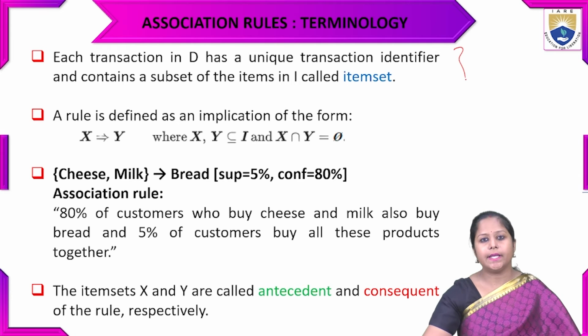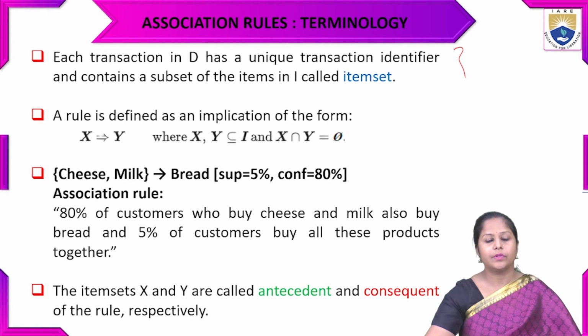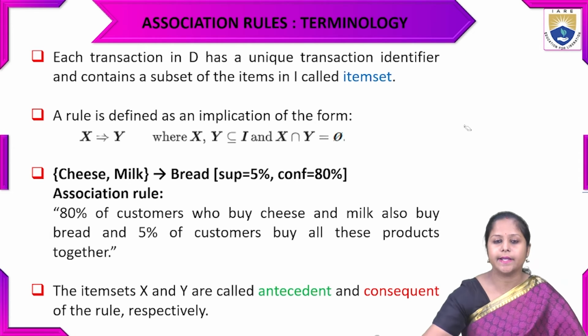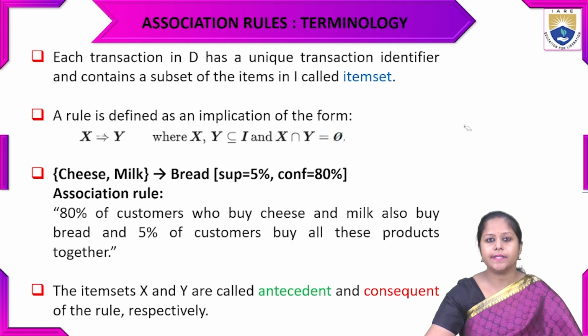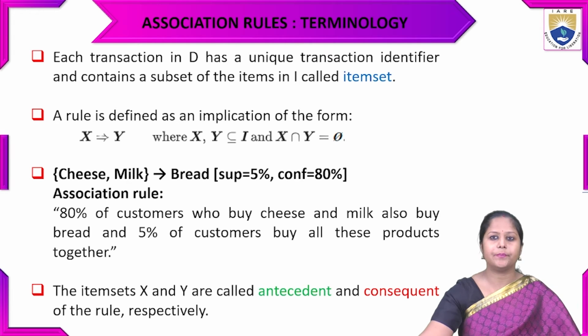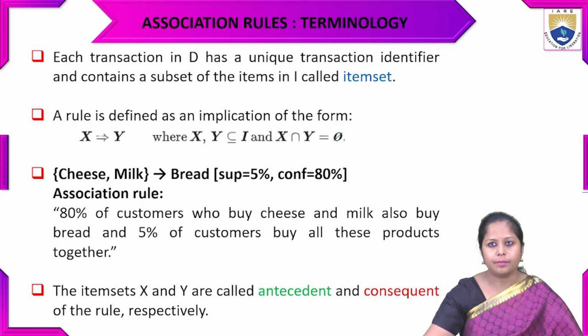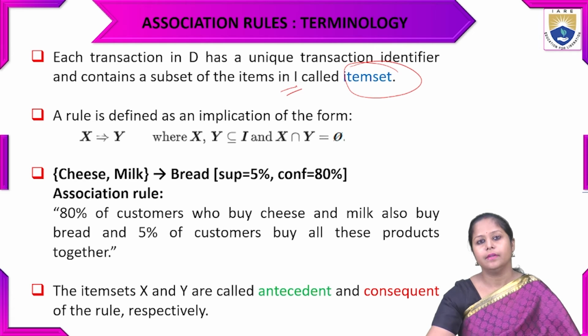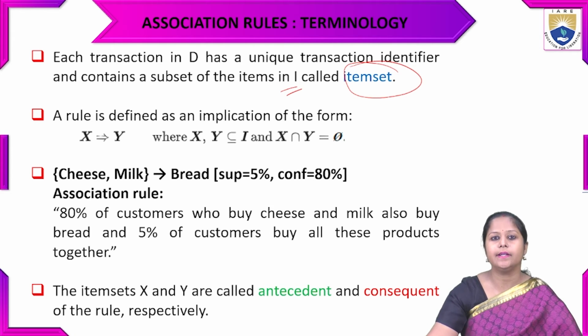Each transaction in the data set D has a unique transaction identifier and contains a subset of the items in I. That is what we call an item set. So there will be certain items, which are the item sets.